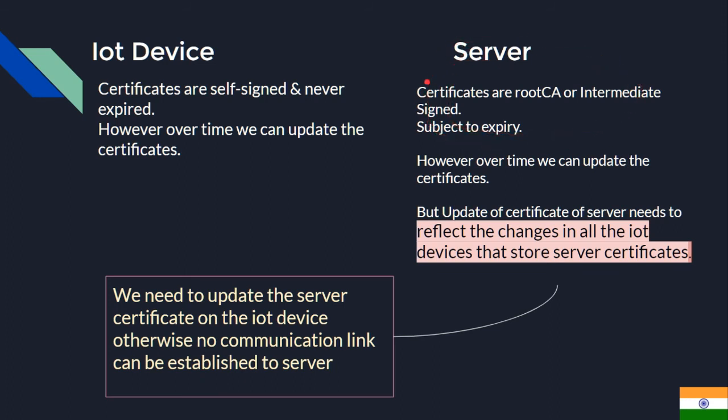The main thing is this. If there is a renewal process on the server certificate, I have to renew it over here also. Otherwise, the IoT device and the server link would be broken. The same thing is mentioned over here. We need to update the server certificate on the IoT device. Otherwise, there would be no secure communication link established with the server.